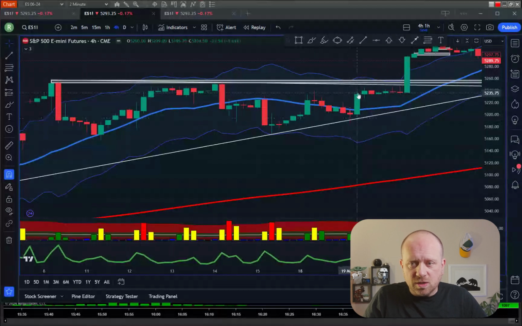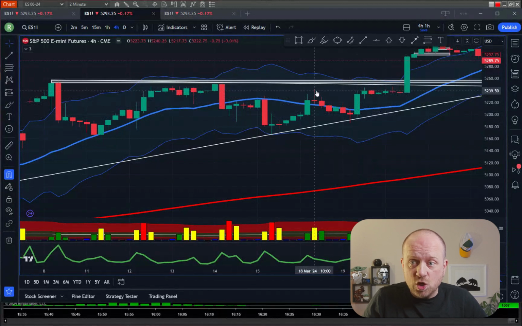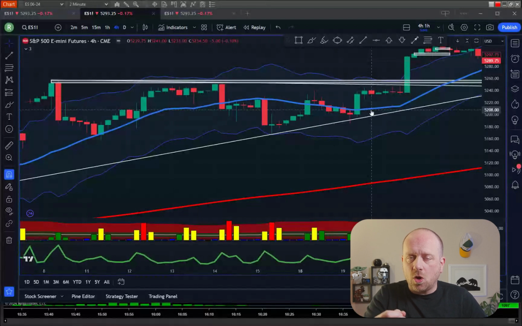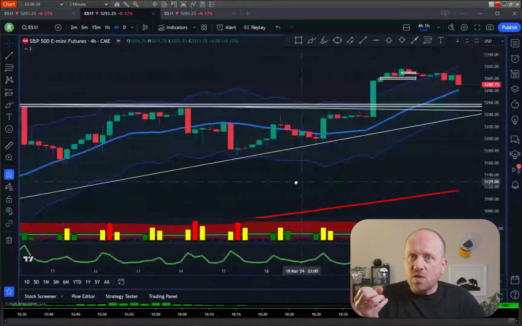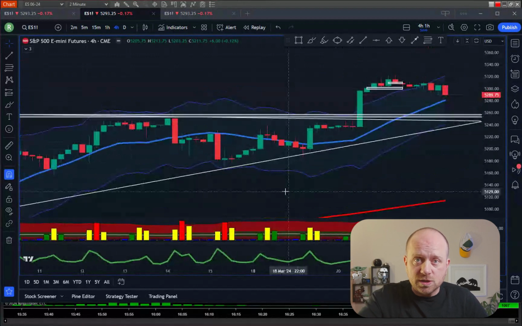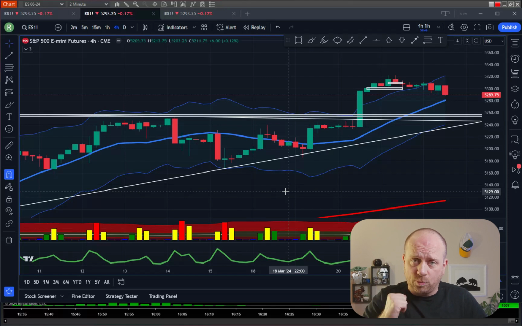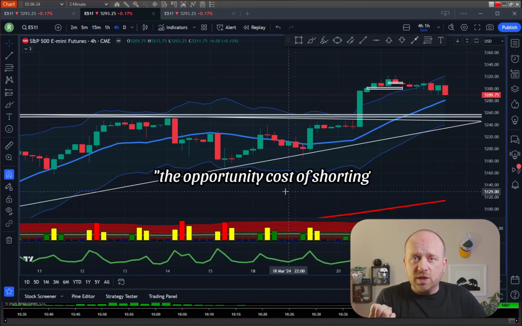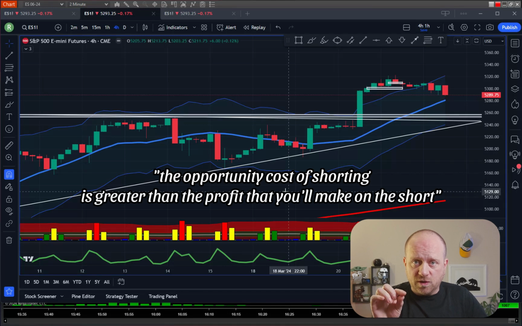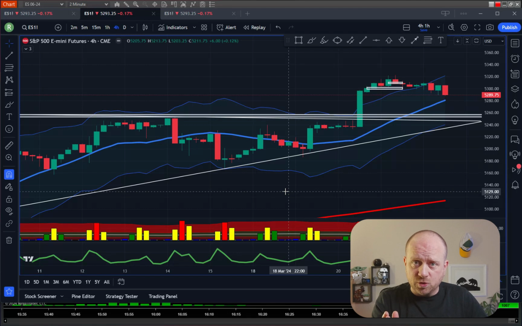Well, it's going to come up, test, and then we think it's going to come back down. I'm not calling short patterns. Notice, those of you inside of the live trading desk, that I don't call a whole lot of shorts right now. The market has a long bias in the larger time frames. I'm not going to trade against the larger time frames unless it's a pure scalp, because you're only going to get so much out of the shorts. The opportunity cost of shorting is greater than the profit that you'll make on the short. That's why I'm not doing it.